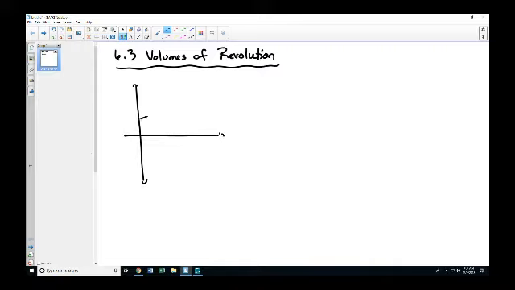If we're going to take a function, there's another way to calculate volume or create a shape with volume. We've done cross sections where we added a shape vertically, right?